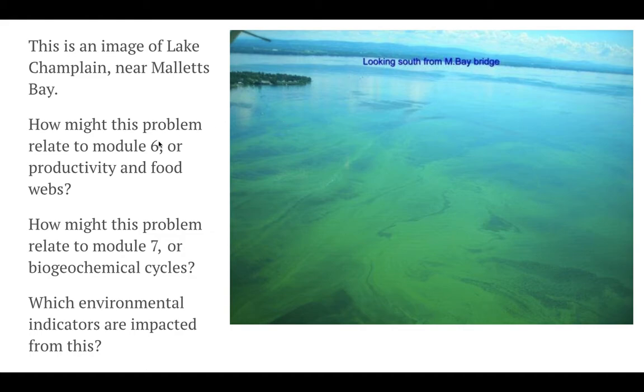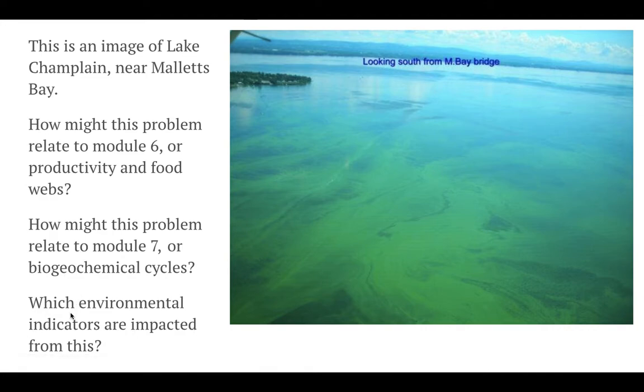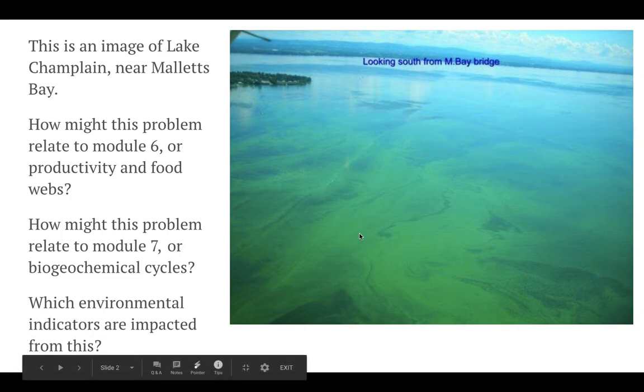I want you to consider how this problem might relate to Module 6, or productivity in food webs, how this problem might relate to Module 7, or biogeochemical cycles, and also which environmental indicators, broad or very narrow, do you think are impacted from this problem? And you can refer back to Module 2 for that.